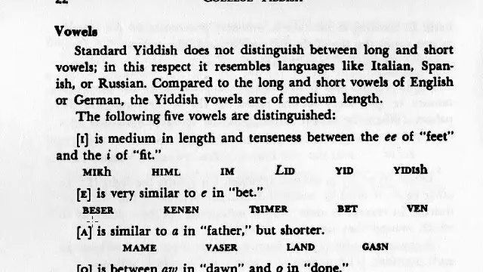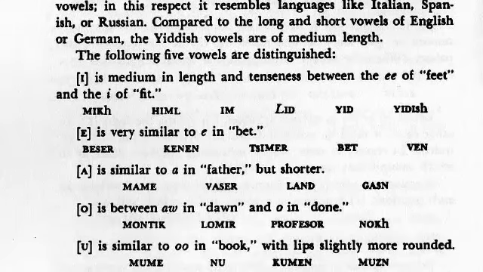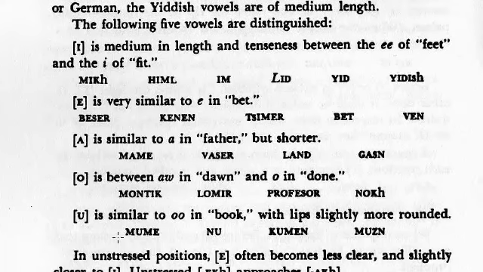The E sound: besser, kennen, Zimmer, bet, wenn. A sound: mame, Wasser, Land, Gassen. Note that this word Land, it's written with a D, but it's pronounced with a T sound on the end, it's not a D sound. Montig, Lomer, Professor, noch. The U sound: mume, nu, kumen, musen.